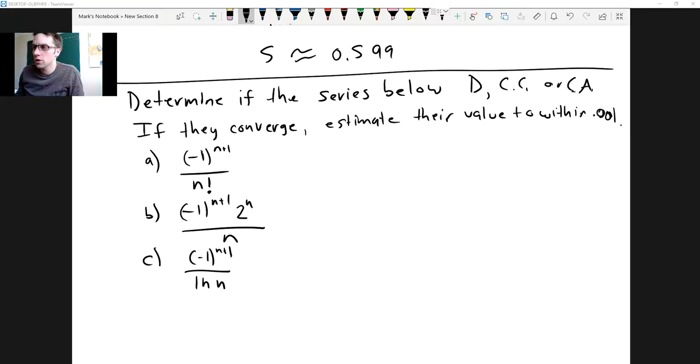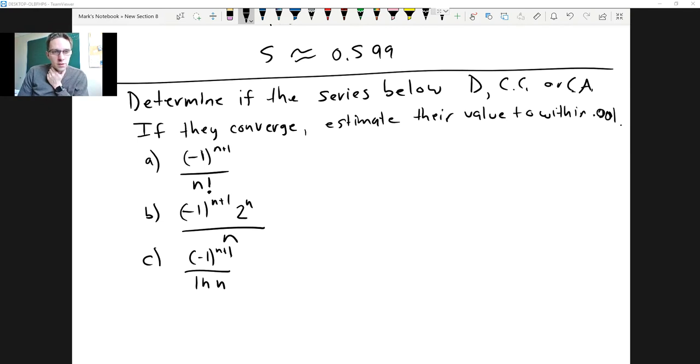All right, in this video, we're going to apply the alternating series test to 3 different examples. We're going to use it to determine whether a series converges conditionally, absolutely, or it diverges. And then if it converges, we're going to actually try to estimate the value of the series. Okay? So we're going to do 3 examples here.